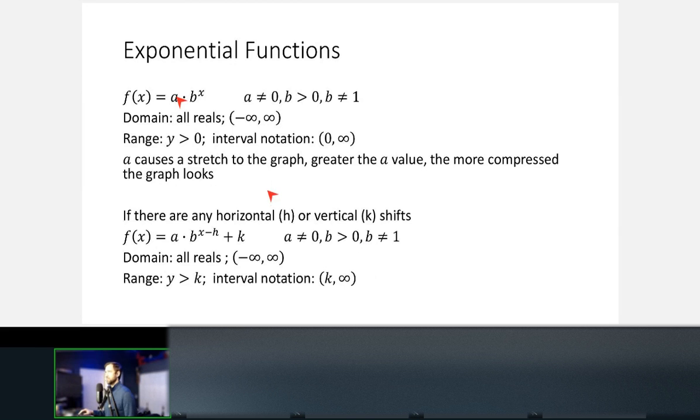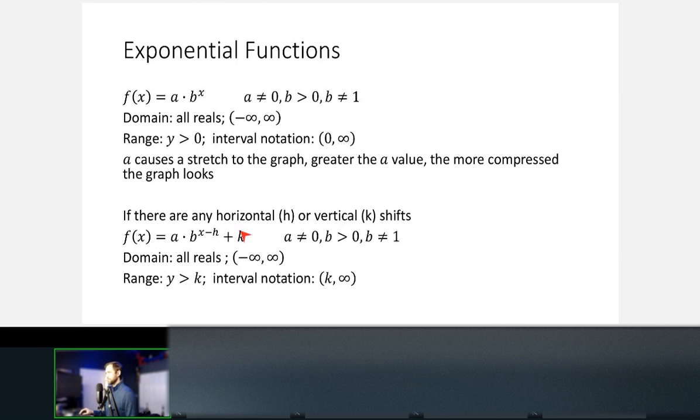The a value, this causes a stretch. So it can either get really wide or really condensed. I do have a slide showing that as well. Now for shifting, the H and K, this is kind of nice. This is carry over kind of from conics. The H is the horizontal shift, the K is the vertical shift.